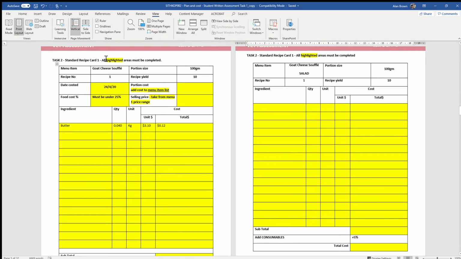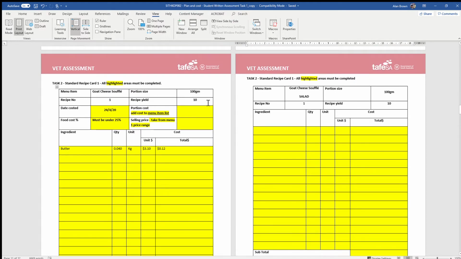So here are your blanks. Again, I said make a copy of this assessment, so you've got your working copy and then you've got your one to refer back to on the other screen as well. All highlighted areas must be completed. They've put the yield in there as 10, so that makes it easier for you. There's a couple of things in there. The date costed is really important, so pop that one in: 27th of the 4th today. Food cost percentage must be under 25%, and we'll get to that afterwards as well.